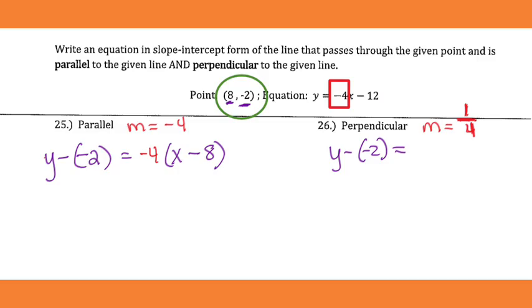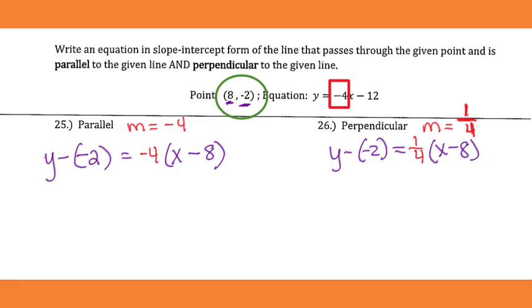So for 25, I do y minus a negative 2 equals my slope, which is negative 4, because it's the same, times x minus 8, sorry. And then 26, the same exact equation, y minus negative 2, because I'm using the same point, equals, though, my opposite reciprocal slope. So instead of negative 4, it becomes positive, and then I flip it over, getting 1/4 times x minus 8.